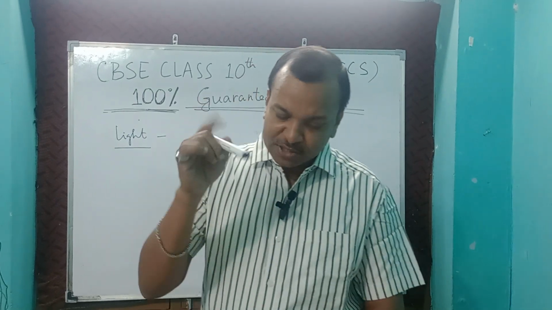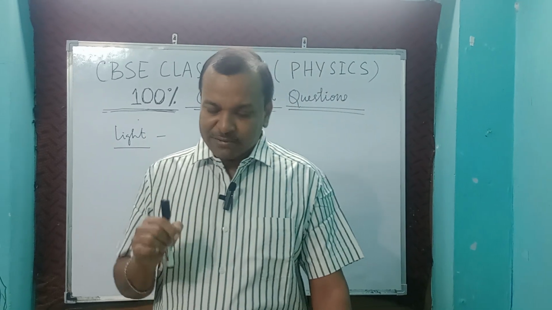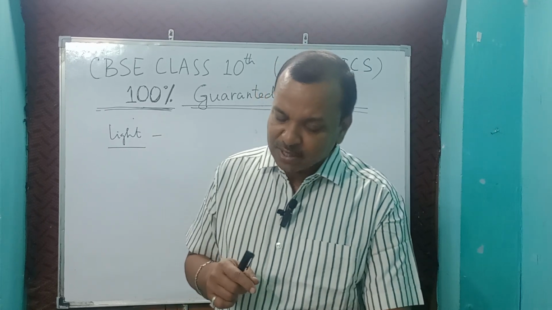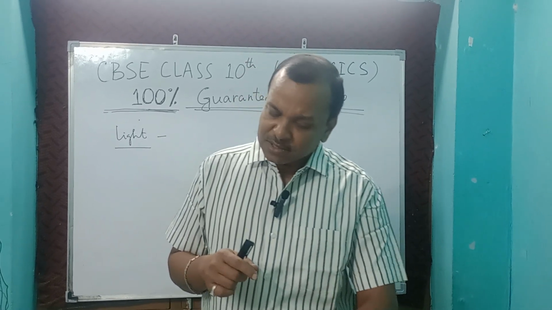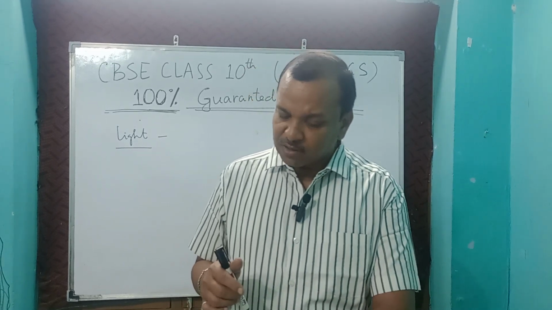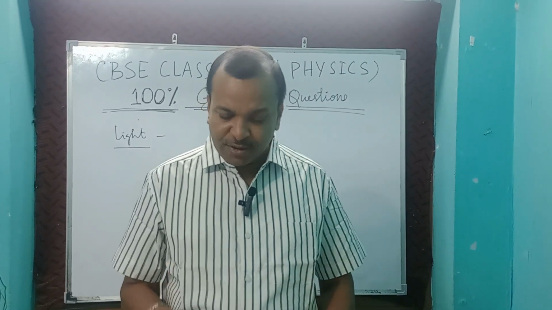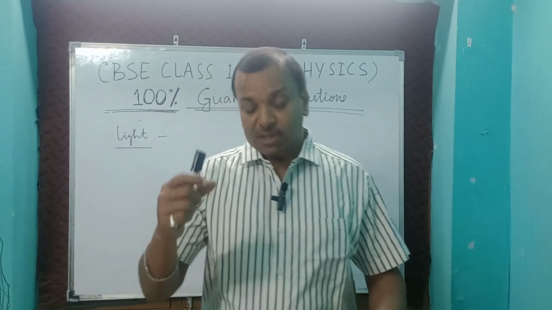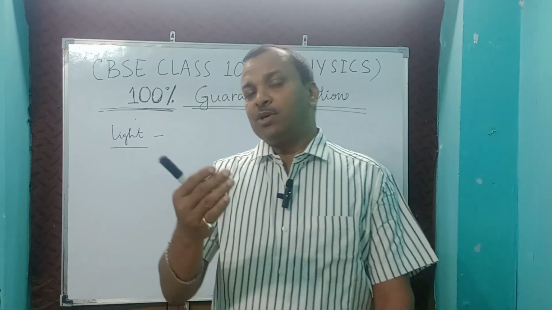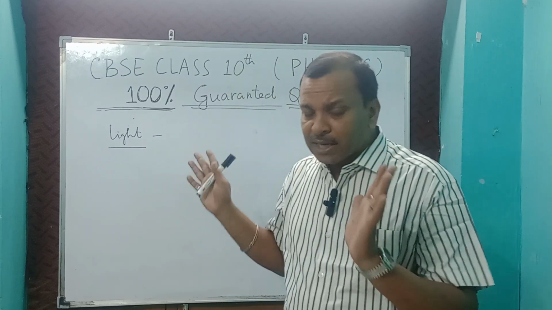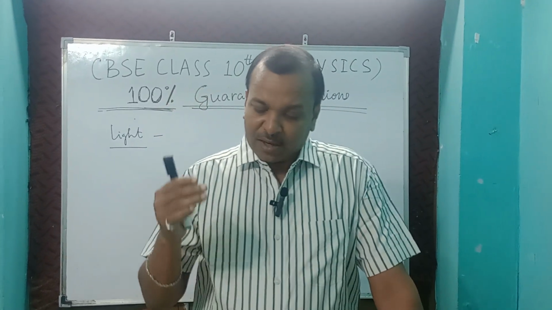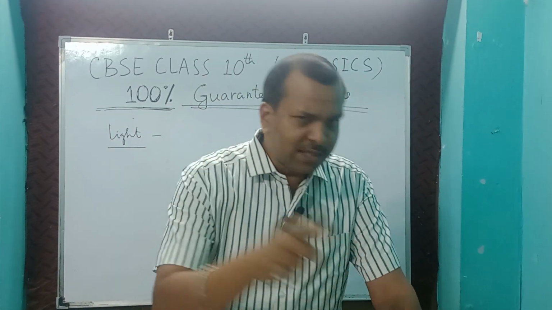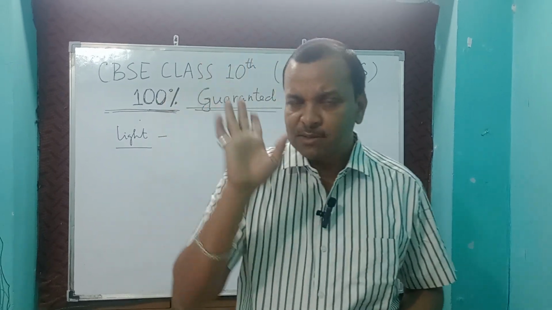An object 4.0 centimeter in size is placed at 25 centimeter in front of a concave mirror of focal length 15.0 centimeter. At what distance from the mirror should the screen be placed in order to obtain a sharp image? Find the nature and size of the image. This is an in-text question, an example. So you go through that example. No need to do it here. Just using the formula 1/v = 1/f - 1/u, you can get the answer. Clear? Definitely this question will come.